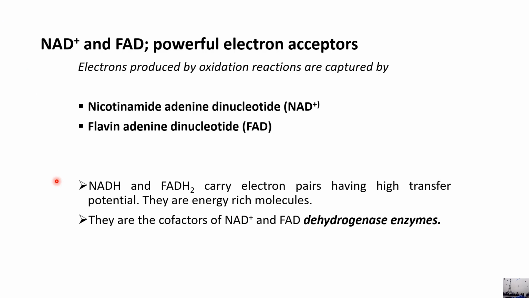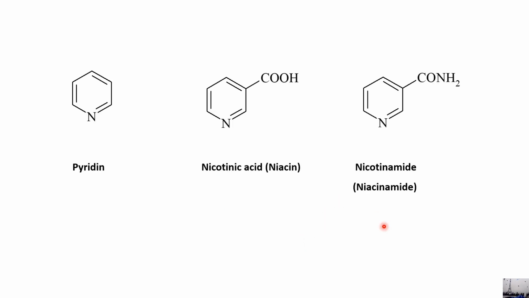So NAD+ and FAD are powerful electron acceptors. Electrons produced by oxidation reactions are captured by these two: nicotinamide adenine dinucleotide NAD+ and flavin adenine dinucleotide FAD. NADH and FADH2 carry electron pairs having high transfer potential. They are energy-rich molecules. They are the cofactors of NAD+ and FAD dehydrogenase enzymes. So the structure of pyridine, nicotinic acid, niacin, or nicotinamide, niacinamide.